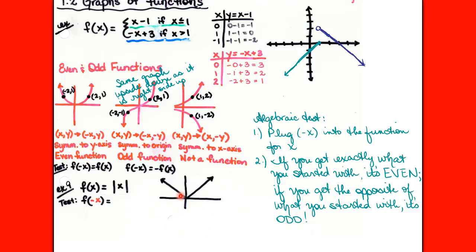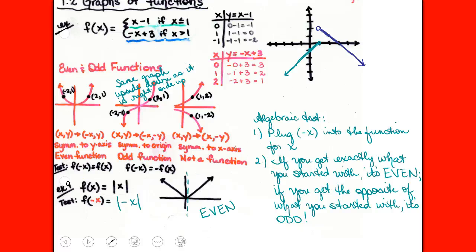We said plug a negative x into the function in the place of x. So let's come over here and put negative x in the place of x. So that would be the absolute value of a negative x. What happens when you take the absolute value of a negative number? Yeah, the negative goes away.